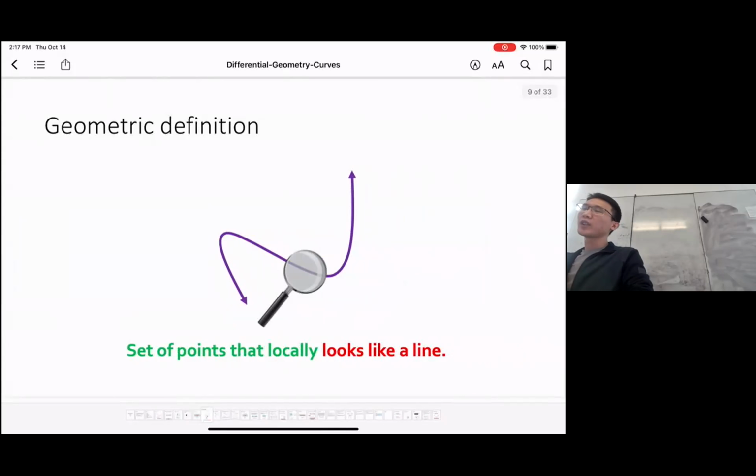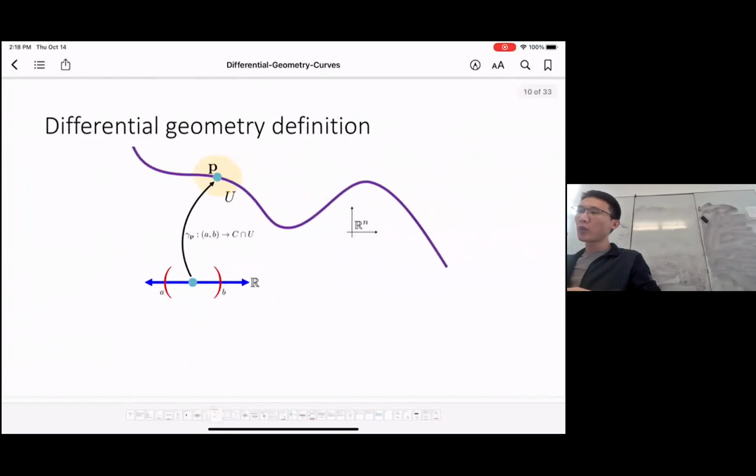Then what kind of definition did mathematicians give precisely? They said that a curve is a set of points that locally looks like a line. This might sound like a very weak claim, because we don't know what locally means in this sense. We also don't know what looks like a line means. It doesn't sound very formal. So we will look at it in this plot now.